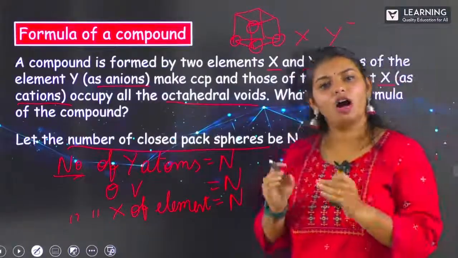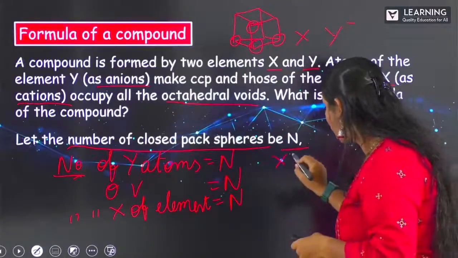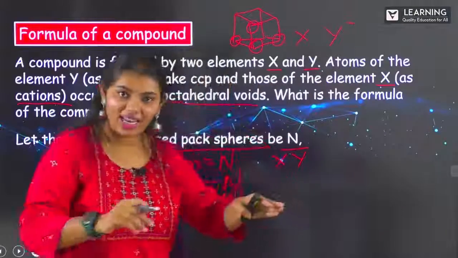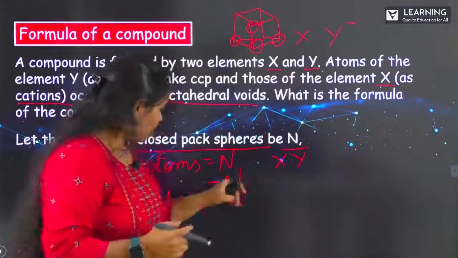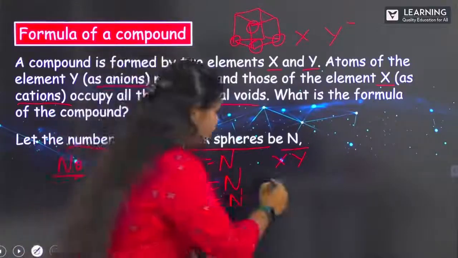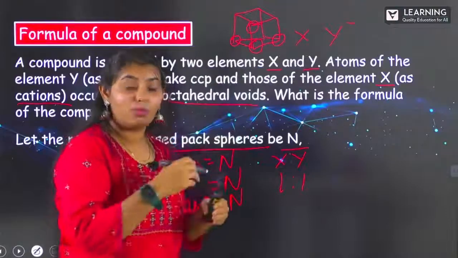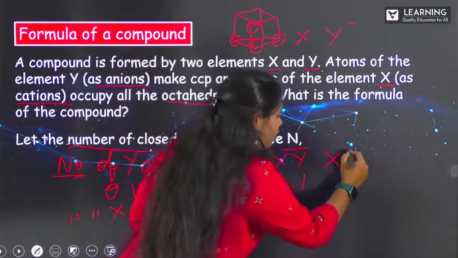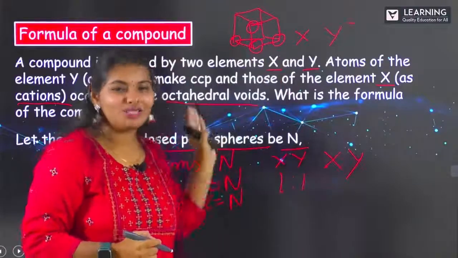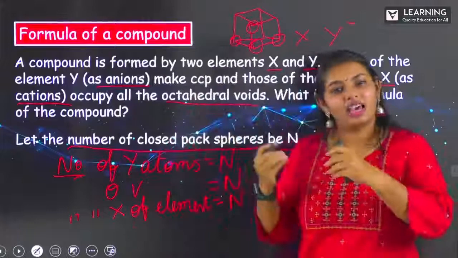So now from this, how can we get to know X and Y? We can understand what the formula of the compound is by finding out the ratio between X and Y. So what is the ratio? X is having n, Y is also having n only. So the ratio will be 1:1. So what would be the formula of the compound now? The formula of the compound is nothing but XY. Okay, so this is a simple one. I just gave you a gist of it.